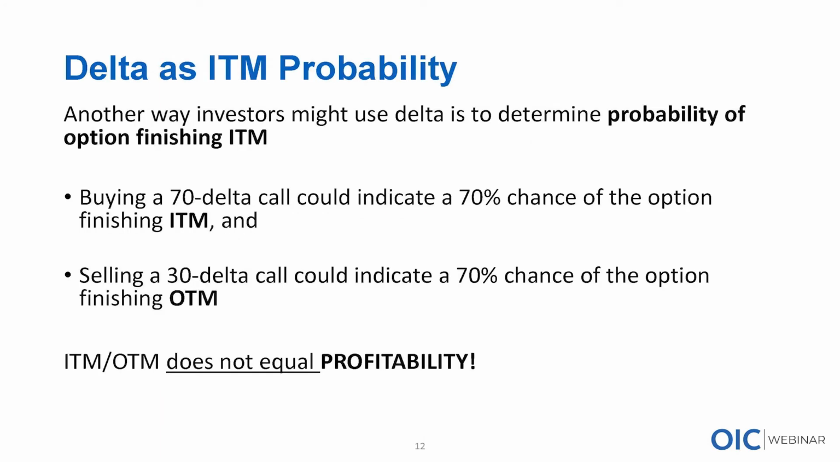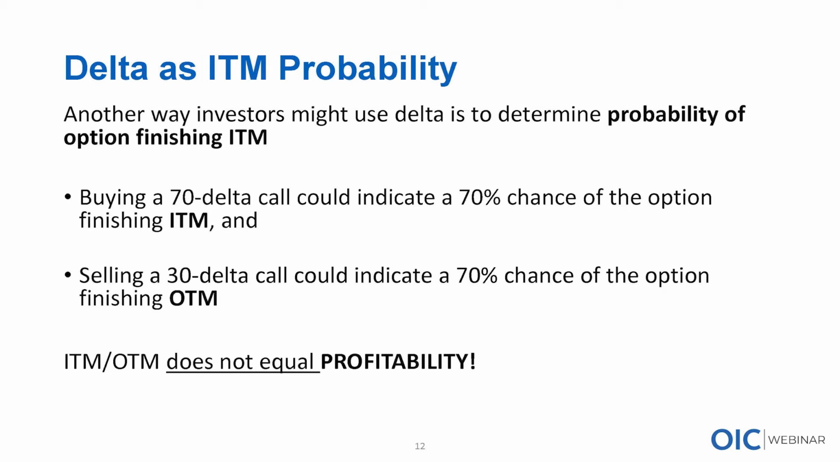Now, another way to look at delta is some traders will look at delta as the probability that that option will finish in the money. So if we're looking at, say, a 70 delta call, that could indicate that there's a 70% chance that the option will finish in the money. And subsequently, if it has a 70% chance of finishing in the money, it would have a 30% chance of finishing out of the money.